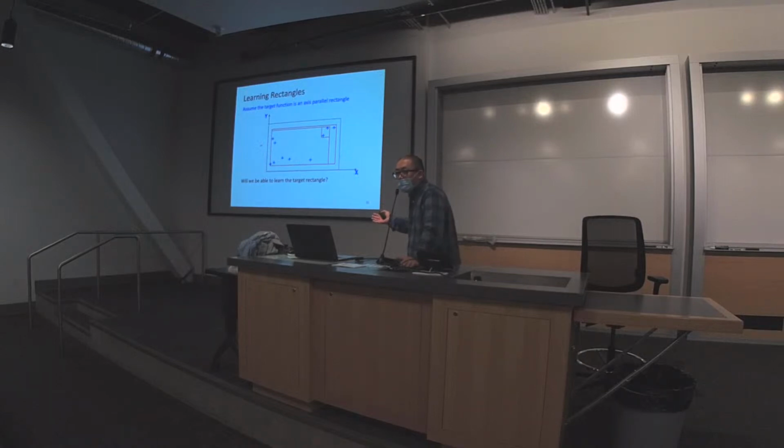But how do you show that? How do you estimate how many training examples you would need to achieve an epsilon difference between your learned rectangle and the ground truth rectangle? Remember, this is the key question computational learning theory wants to answer.